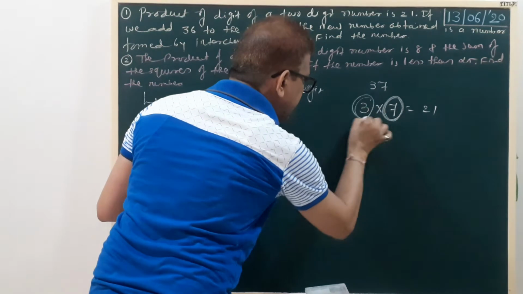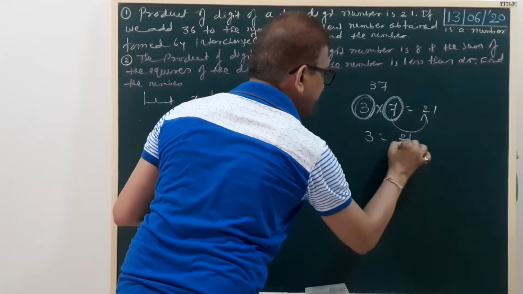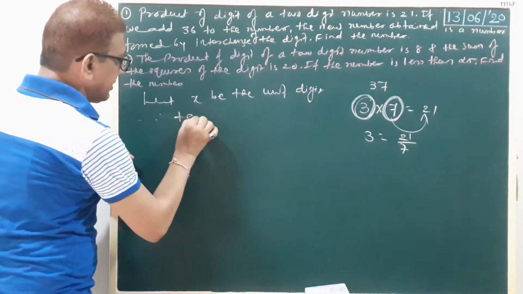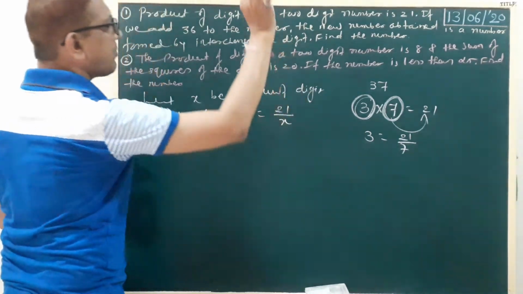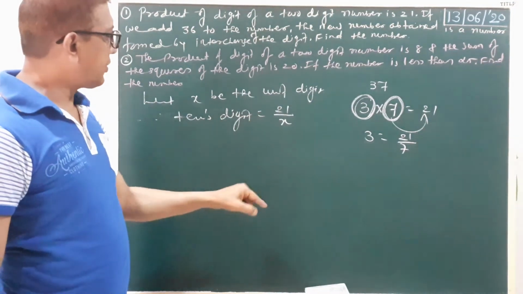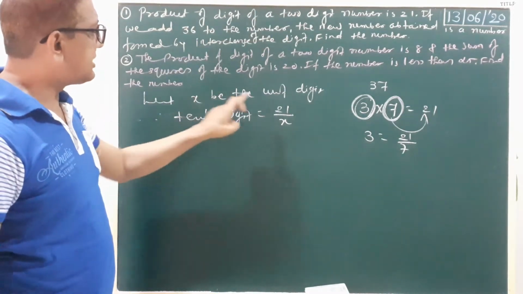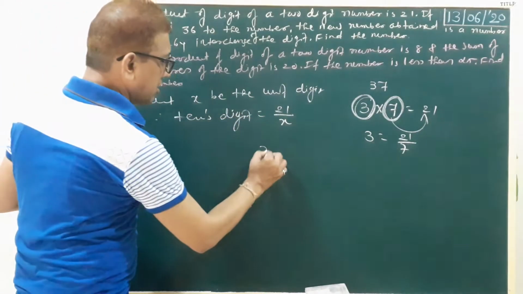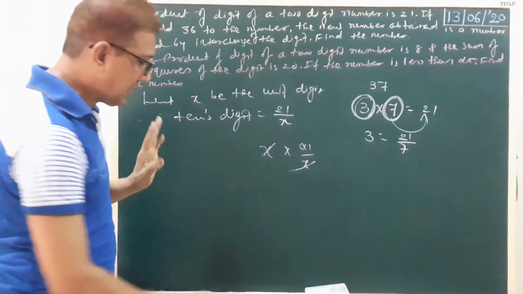If we find the tens digit, here we use division: 3 equals 21 upon 7. Therefore, the tens digit equals 21 upon x. Is that clear? Let x be the unit digit, the tens digit equals 21 upon x. Multiply these two numbers, the product of the digits of the two-digit number. This is your tens digit and this is your unit digit. Tens digit multiplied by unit digit: x into 21 upon x. x will be cancelled and the product is 21. Is that clear?